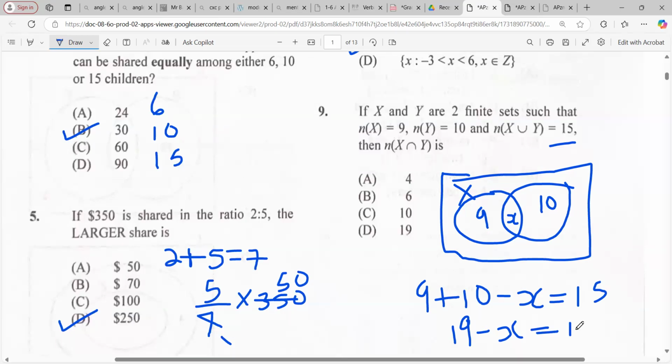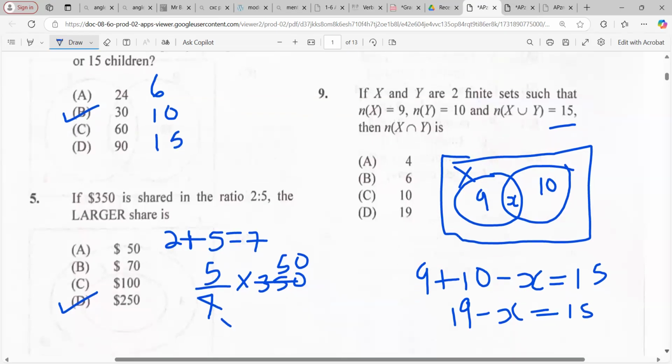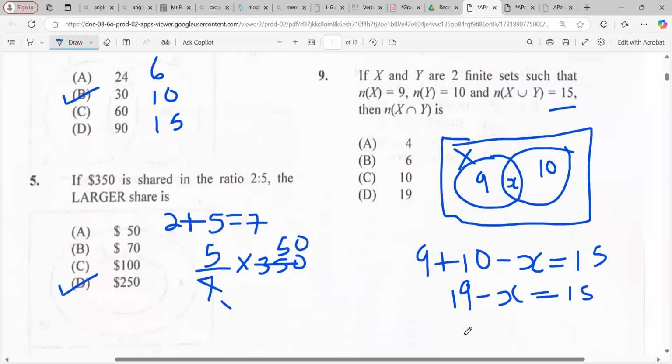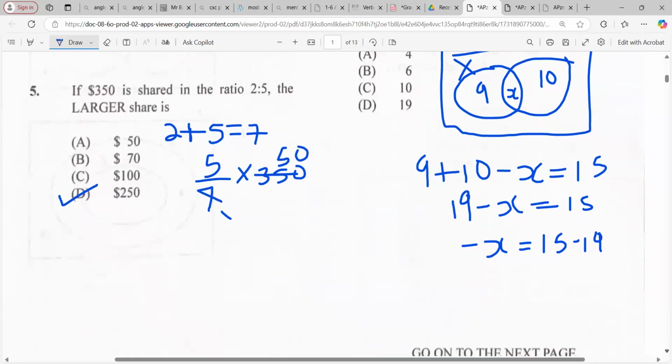So that gives us 15. We subtract 19 from both sides. So that's going to give us what? Negative x. So it's going to give us negative x equal to 15 minus the 19. And of course, we're going to end up with negative x equal to negative 4. But we know that the negative would cancel the negative. So therefore, that implies that x is equal to positive 4.